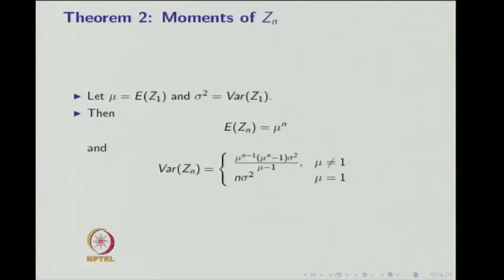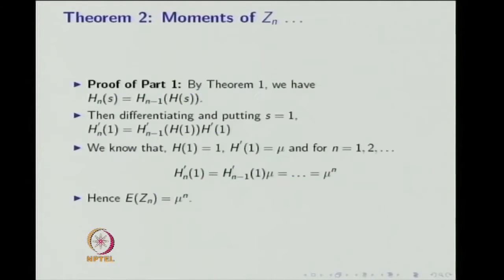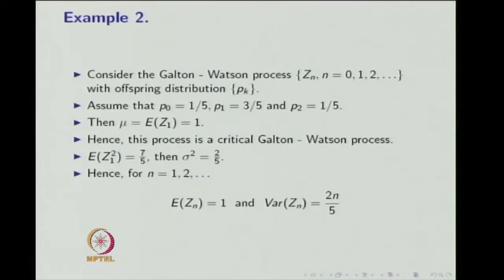Since you know mu and sigma square, using theorem 1, you can find out the moments of Zn, the first and second order moments, the expectation of Zn and the variance of Zn. Since mu is equal to 1, the expectation of Zn will be 1, and the variance of Zn will be n times sigma square. In this problem, sigma square is 2 by 5. Therefore, the mean of Zn is 1 and the variance of Zn is 2n by 5.